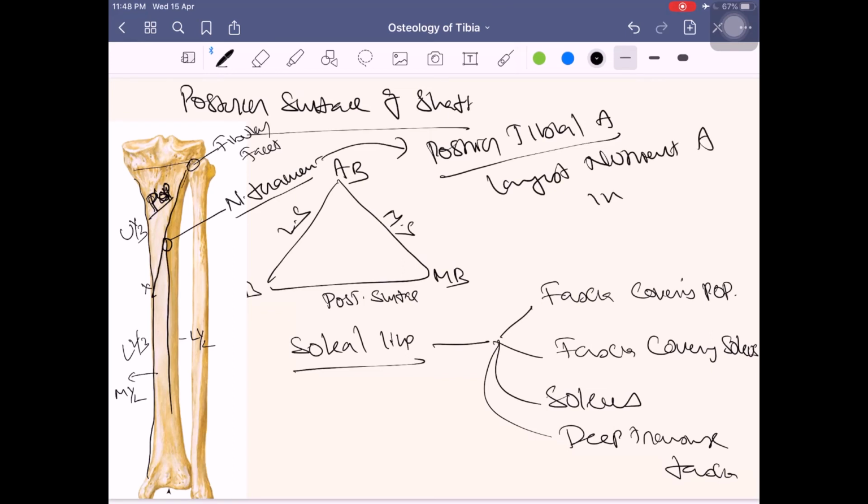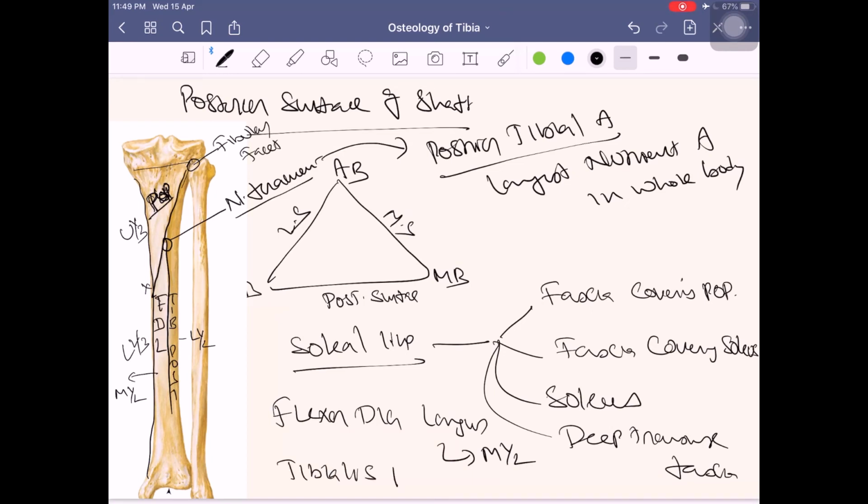Now we will talk about the muscles which are attached to the medial and lateral parts. To the medial part you have the muscle called flexor digitorum longus. So flexor digitorum longus attaches to the medial half of your lower larger area, whereas to the lateral part you have the tibialis posterior. So your tibialis posterior is to the lateral half.